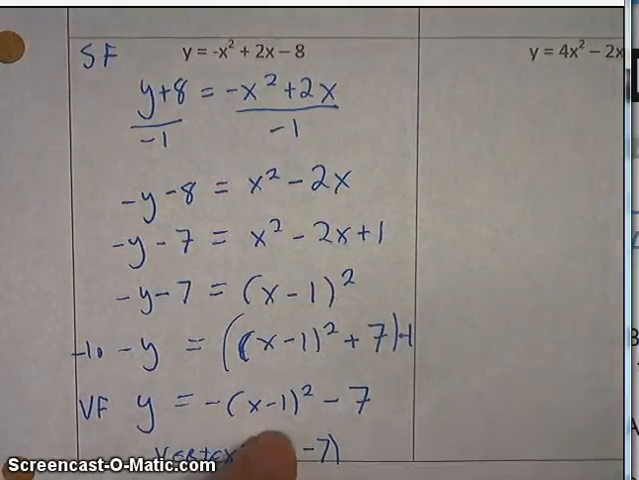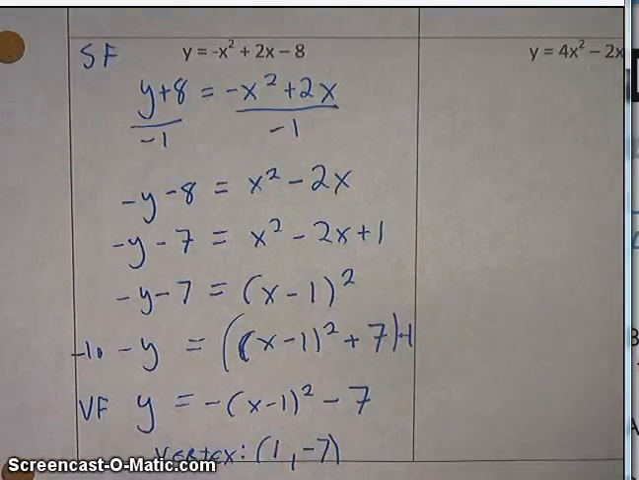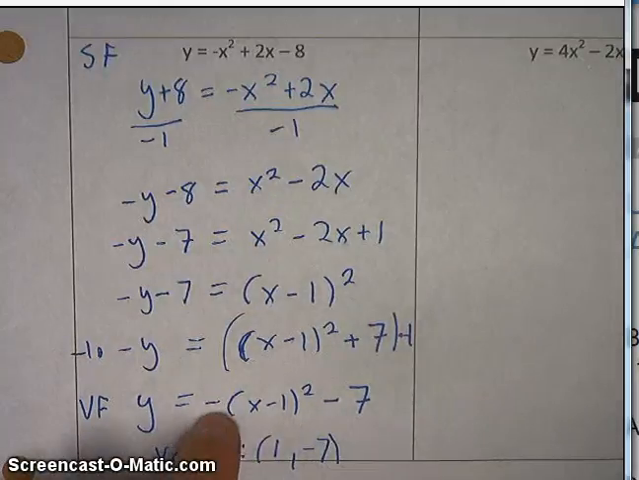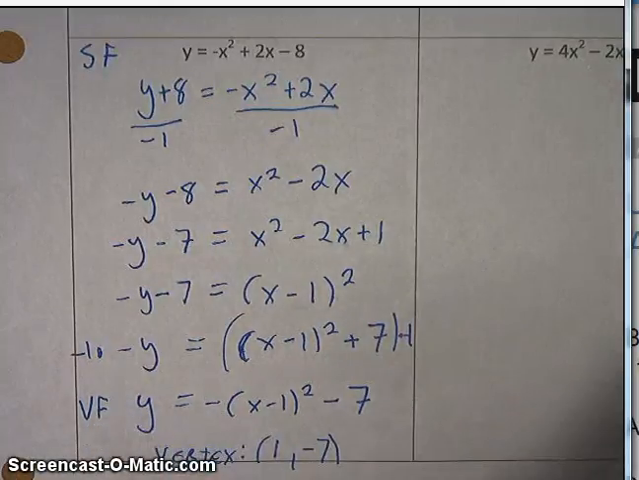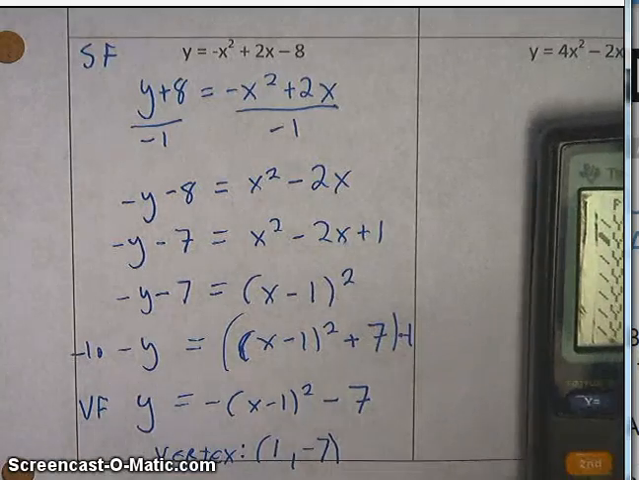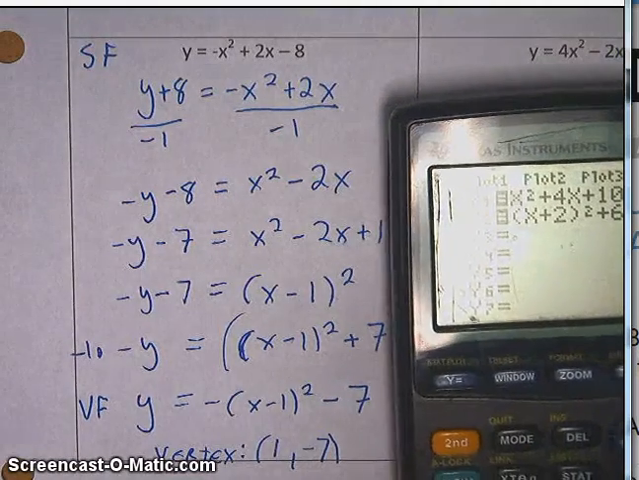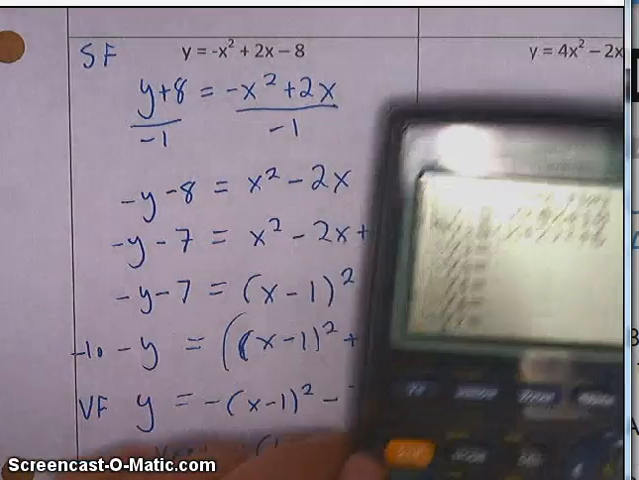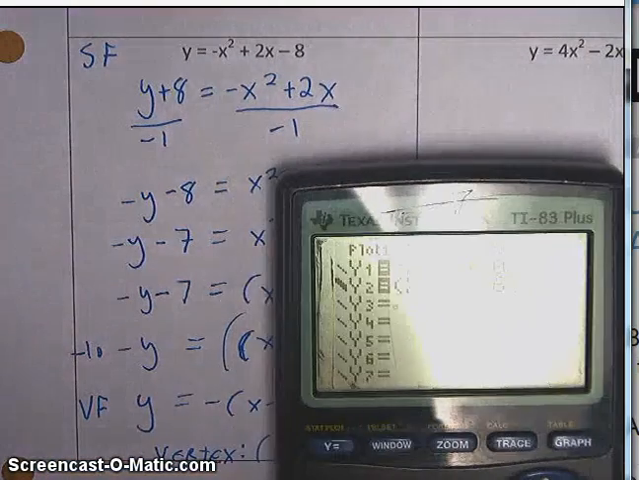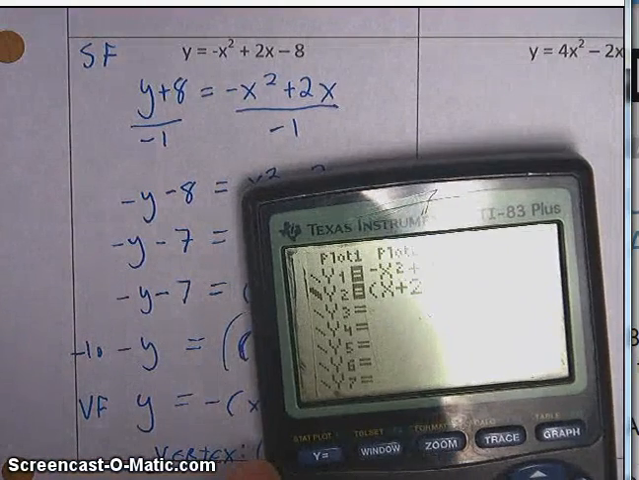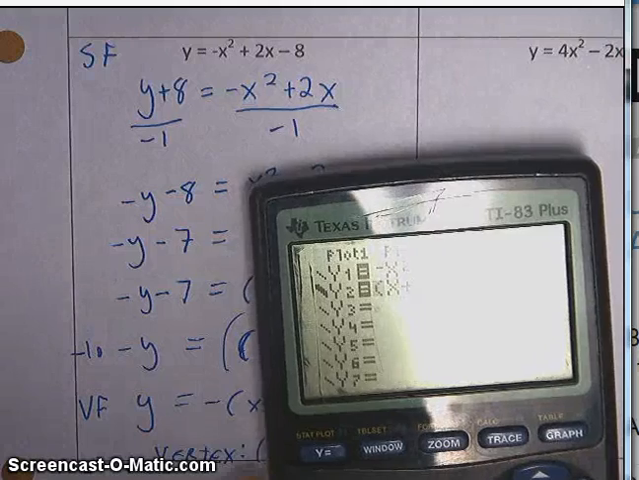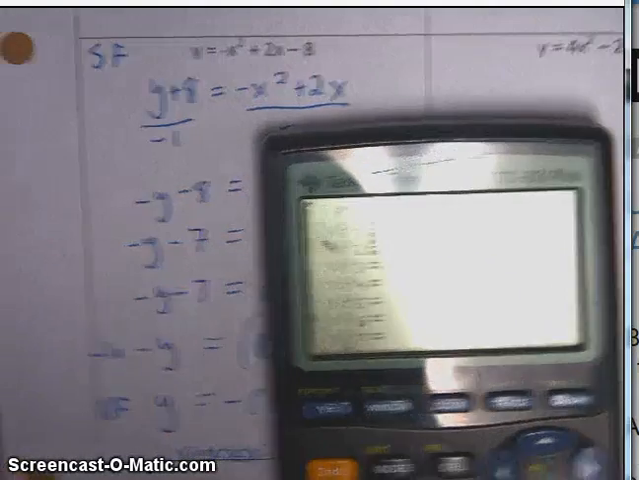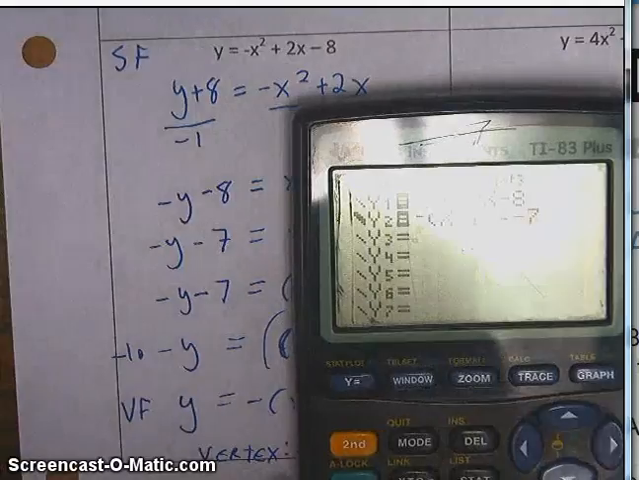That negative in the front doesn't change anything that's going on inside of the parentheses. What that negative in the front does is it makes it go upside down. So let's just graph it so you can see it. The standard form was negative x squared plus 2x minus 8, and the vertex form was negative x minus 1 squared minus 7.